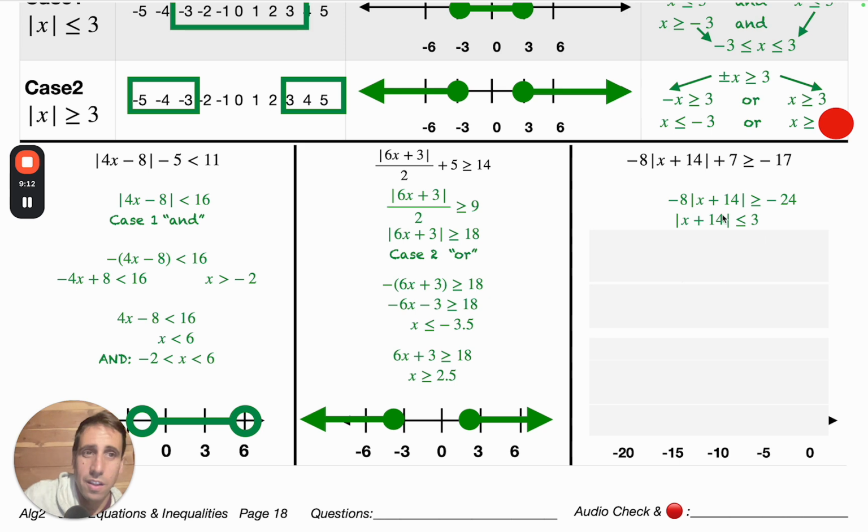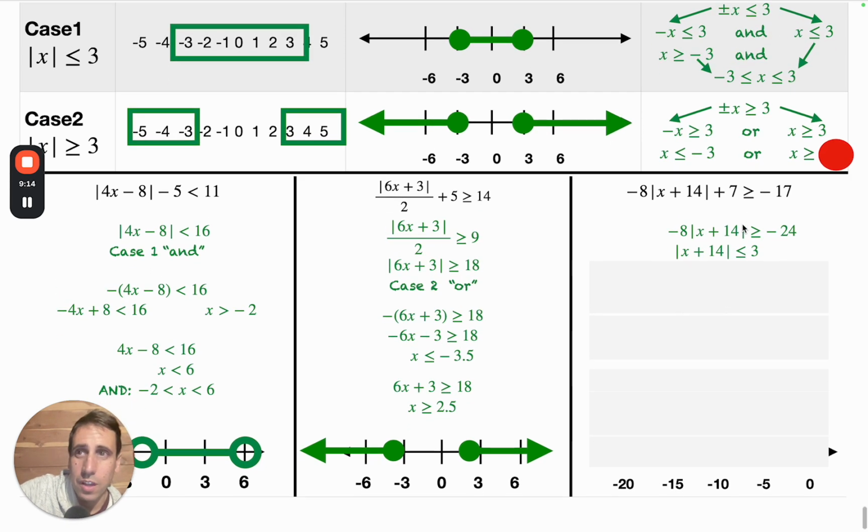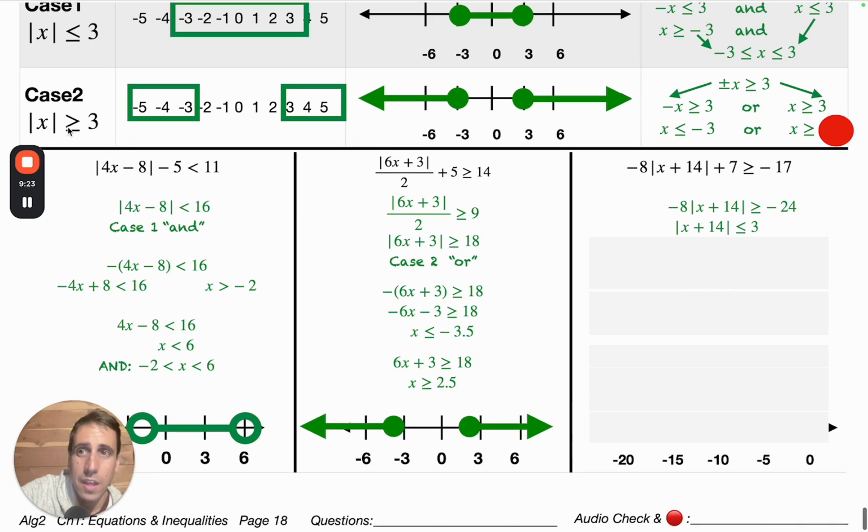Now, check this out. If we ask ourselves what case it is too early, like if we had started here and said, is this going to be case 1 or case 2? It might look, just by the way the symbol is, that it's case 2. But actually, because we divided by a negative, the symbol flipped. And so therefore, we're really on case 1. Because there's no more outside operations, we can see it's absolute value of something is less than or equal to a number. All right, so because it is case 1, we're going to expect thumbs touching, boundary point, shade everything in between.